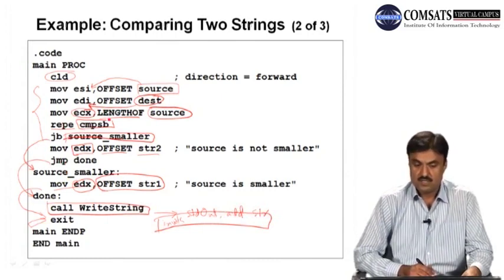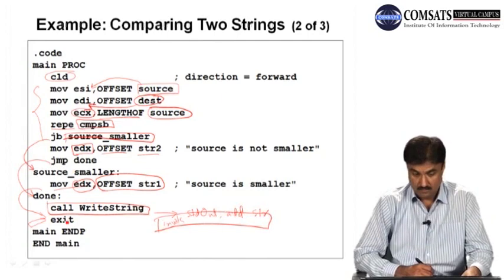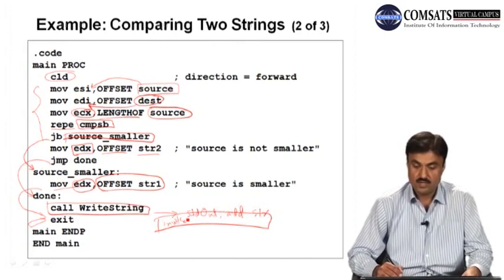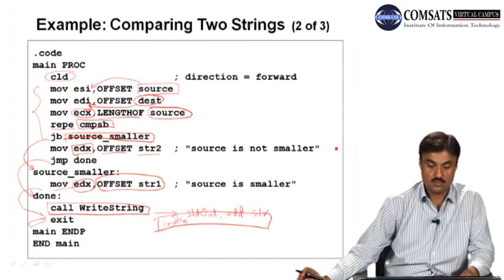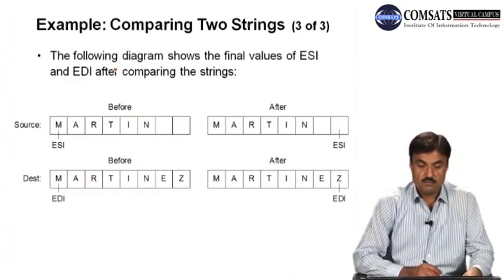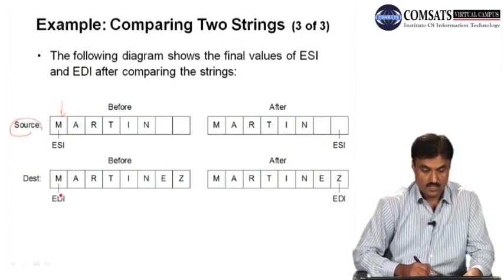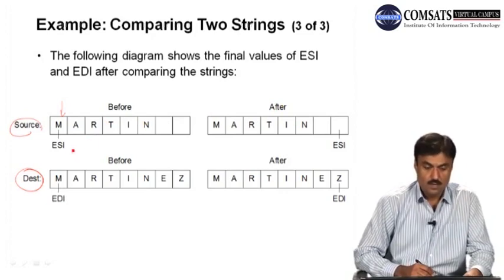It will repeat the comparison. If the source byte is below the destination, then it will jump to the move, invoke StdOut and string 1 and so on, saying that source is smaller; otherwise it will print that the source is not smaller. So this is the example. For example, ESI is pointing here, EDI is pointing here. The source and destination are the two variables. Now here you can easily understand what will happen.